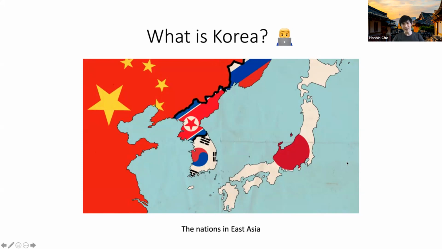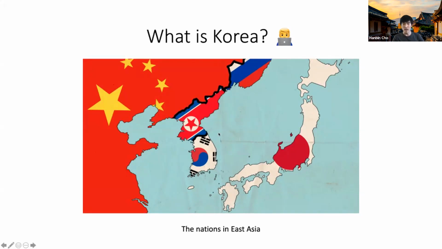What is Korea, you might ask? I'm sure everybody knows, but just to give you a little more context, it's the two countries you see over here, North Korea and South Korea, both famous and infamous for many different things. It's located between China and Japan. And did you know that Korea is also touching border with Russia here?